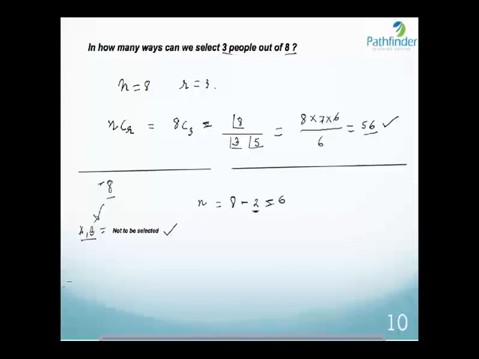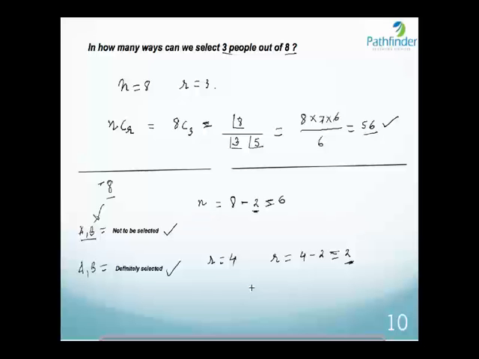But suppose there was another condition in which A and B are definitely selected. So if A and B are definitely selected and originally I have to select, say, 4 people, then because A and B are selected, we don't need to select 2 people. We need to select eventually only the 2 remaining people. So 4 minus 2, that is 2. So if a couple of people are selected, that has a direct implication for the value of R.